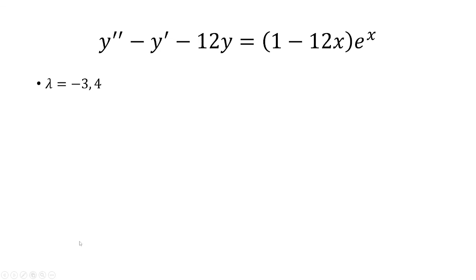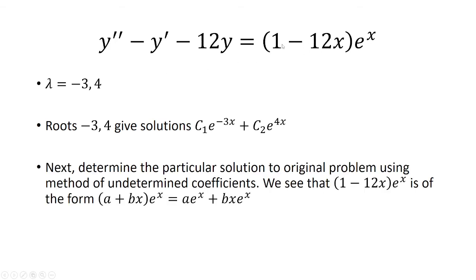So now that we have the roots, we can give the solution. The roots will be the exponents of e, and then we just put a constant in front of each term. Okay, so the first part is done. Now we have to work with the right side. So determine the particular solution to the original problem using the method of undetermined coefficients.